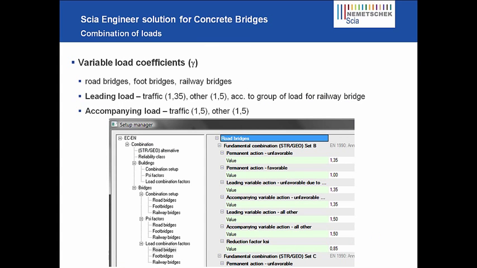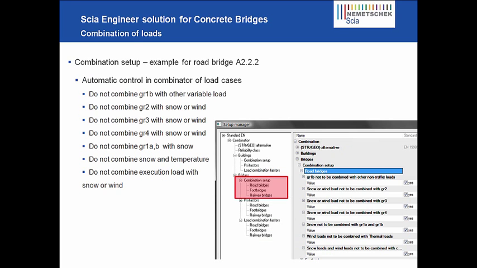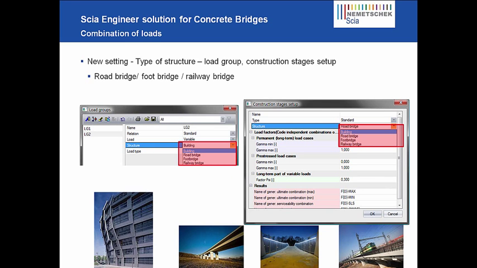And there will also be variable load coefficients, for the leading loads and the accompanying loads. Besides that, there are also different rules which are activated by default, but which you can also modify yourself. If you want to use them even further, you just indicate what type of bridge you have and then it will use the correct kind of combinations. Now I will show you live how we can use the bridge combinations in Scia Engineer.